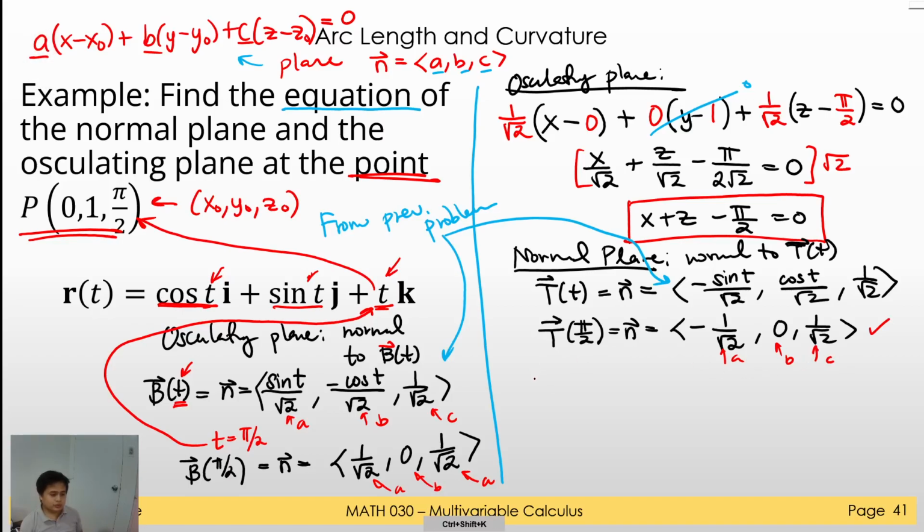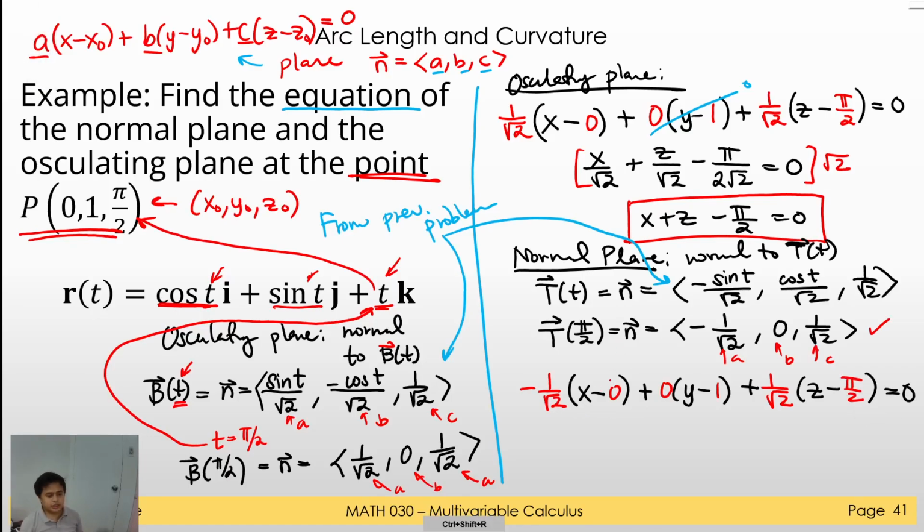So again, going again with the formula, we have this. So we have the same point. So negative 1 over square root of 2, and then multiplied by x minus 0. And then plus 0, y minus 1. And then plus, we have 1 over square root of 2, z minus pi over 2, right? So pi over 2 is equal to 0.